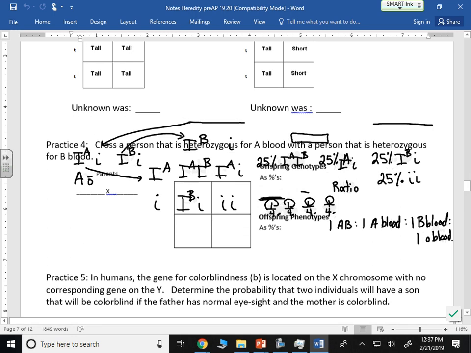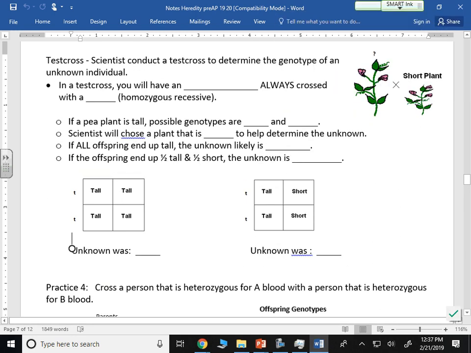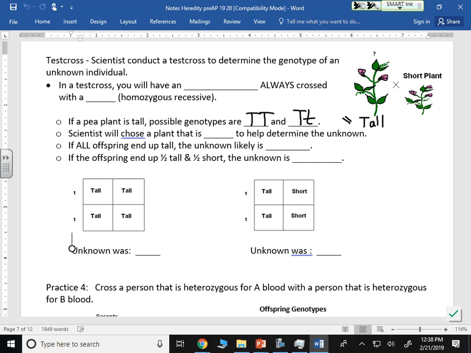Now, the next thing we're going to look at is when we're doing a test cross, what does that mean? Sometimes we have an individual and we're not sure of their genotype. If you remember, we had tall and short plants, and tall was dominant to short when it came to pea plants. Well, if we have a tall plant here, just by looking at it, we're not sure what it is. It could be big T, big T, or it could be big T, little t. So that's what we call the unknown. So here's your unknown plant. We know they're tall, but we don't know if they're homozygous or heterozygous.